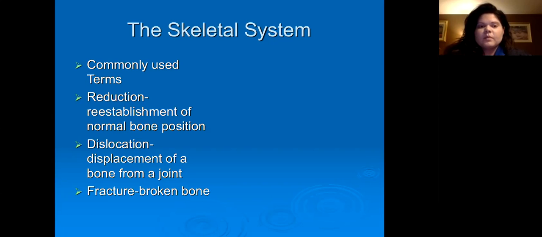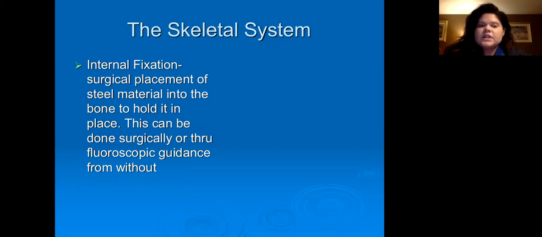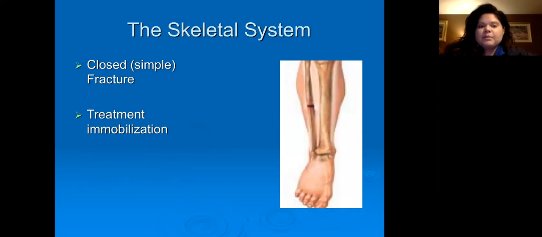A fracture is a broken bone. Internal fixation is going to be surgical placement of steel material into the bone to hold it in place. And it can be done surgically or through fluoroscopic guidance from without. Closed will be simple. Those are interchangeable.